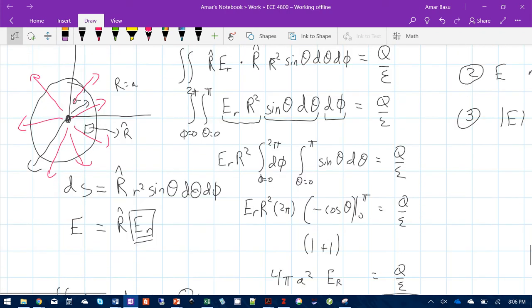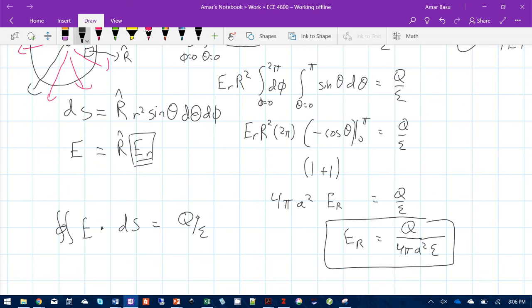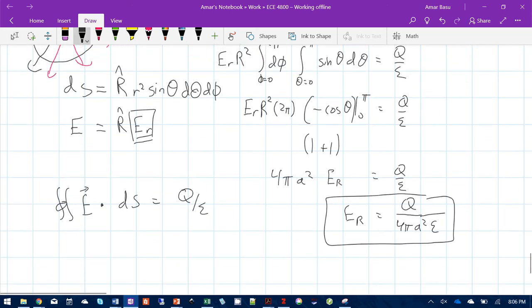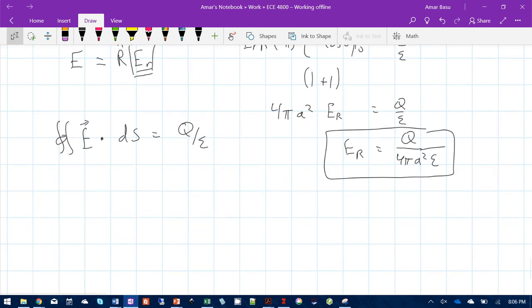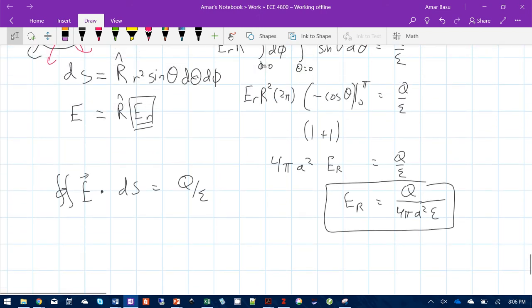You have to know when to apply this shortcut, but let's think about what we have here. We have two vectors, ds and E, in the same direction. They're parallel to each other. So E dot ds is just equal to the magnitude of E times the magnitude of ds.